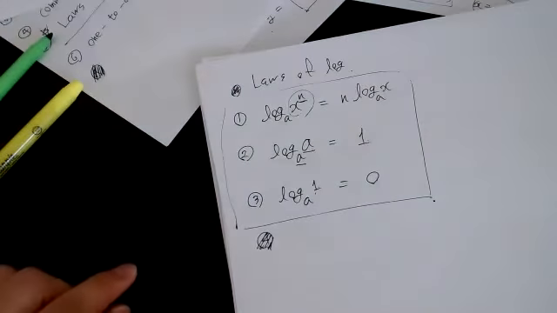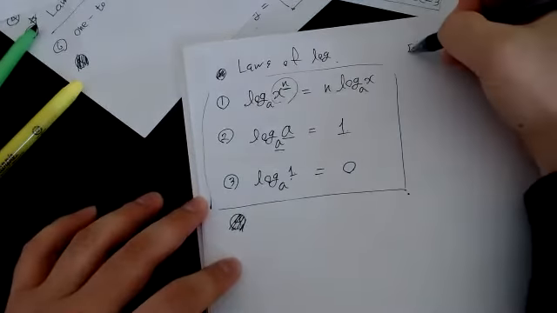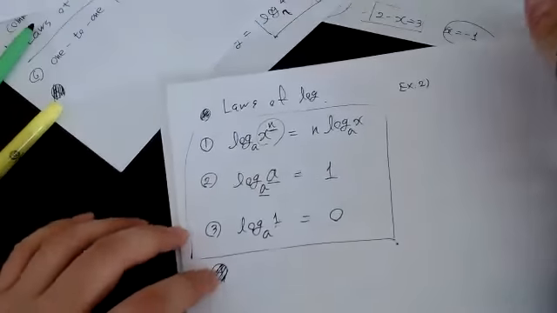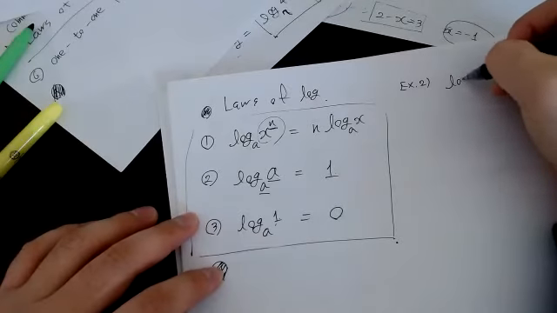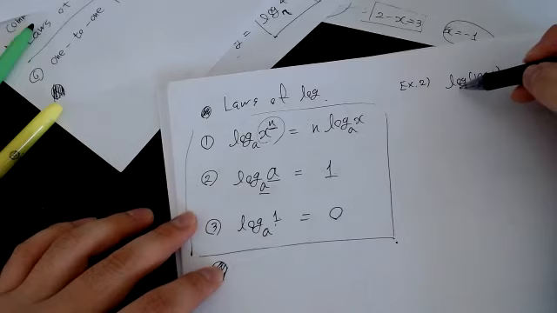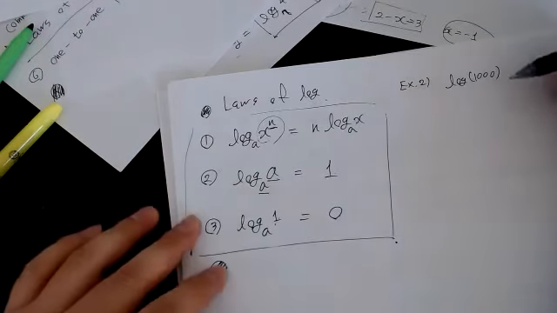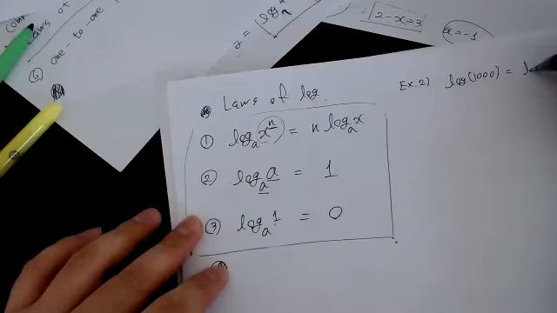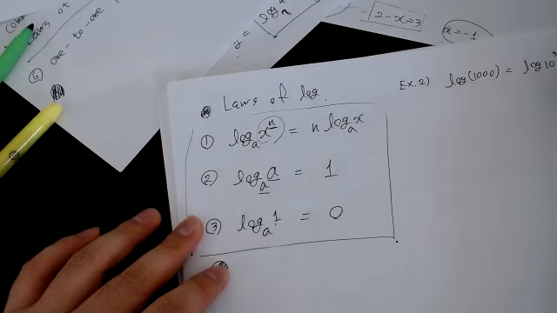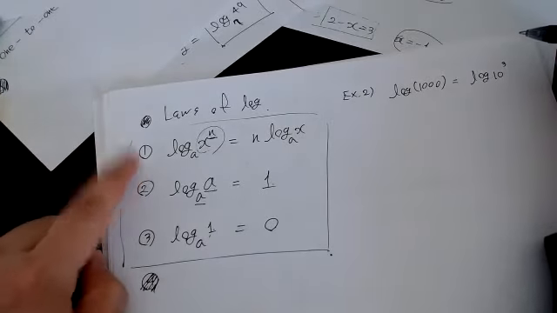So now let's see the examples. Let's see example 2 in the textbook. It's a simple problem. Just calculate log of 1000. How can you do that? You see that this is a common log, because the base is not indicated. Now this is equal to log of 10 to the third power, because 10 to the third power is 1000. Then I'm going to use law number 1.